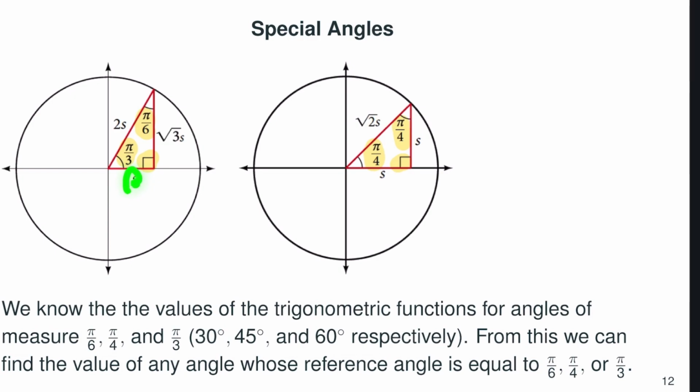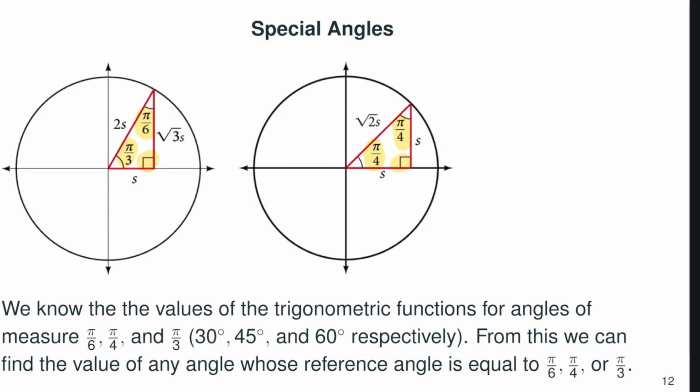If this length is s, this is 2s, this is square root of 3 times s. And that's just for angle pi over 3 right here. Because if you have a pi over 3 here, automatically this becomes pi over 6 if this is 90. Same here, I have a pi over 4. We know the ratio is square root of 2 times s. If this is s, this is s. Okay. So knowing this can help us evaluate some of the sine, cosine, and also tangent values.